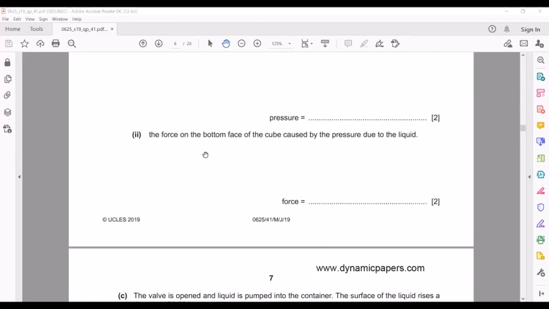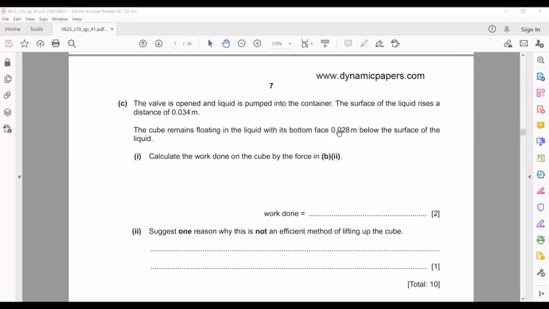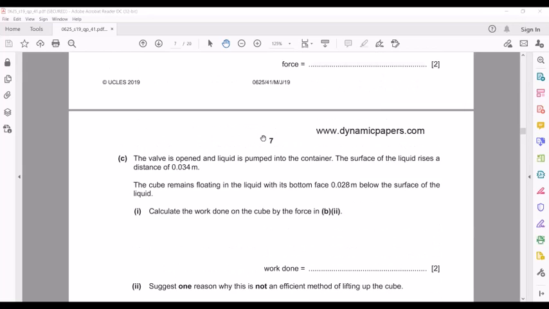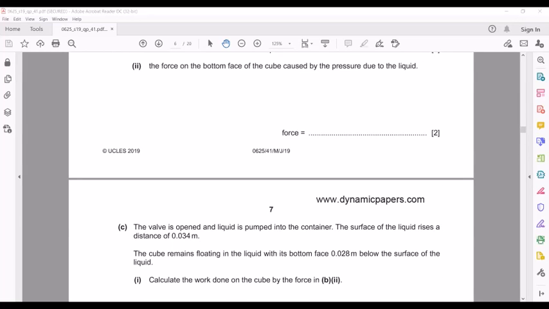The next part: the valve is opened. So they open the valve and the liquid is pumped into a container. So they push the liquid into a container. The surface of the liquid rises to a distance of 0.034 meters. The cube remains floating in the liquid with the bottom face 0.028 below the surface of the liquid. Calculate the work done. So work done is force multiplied by distance. The force which we applied, that was 0.67, that is the same, and how much distance it moved, it rises to a height of 0.034.